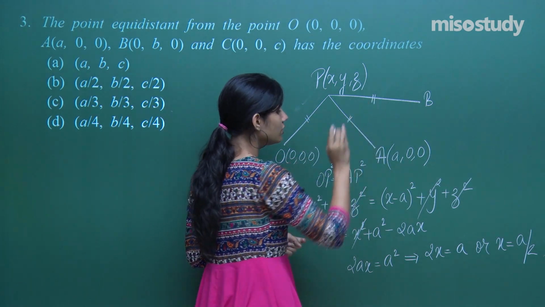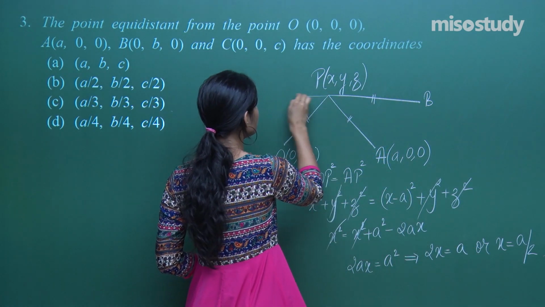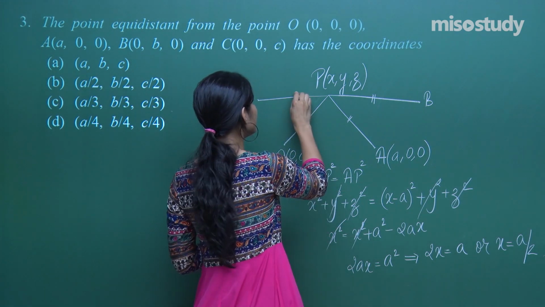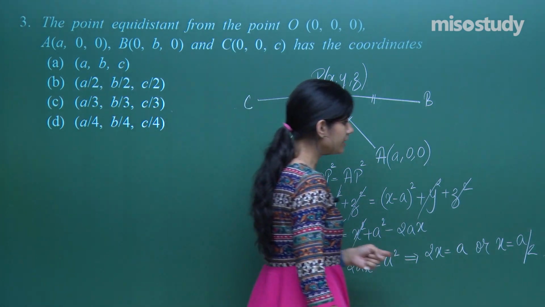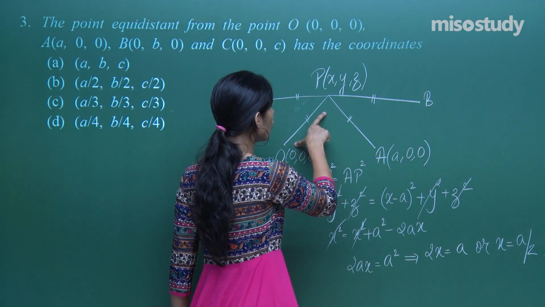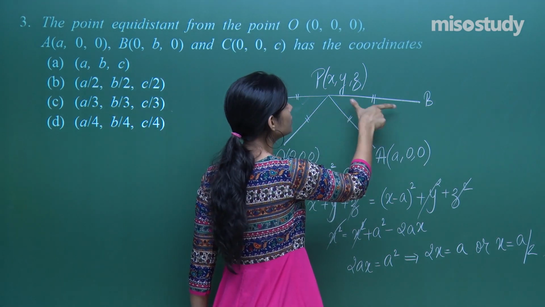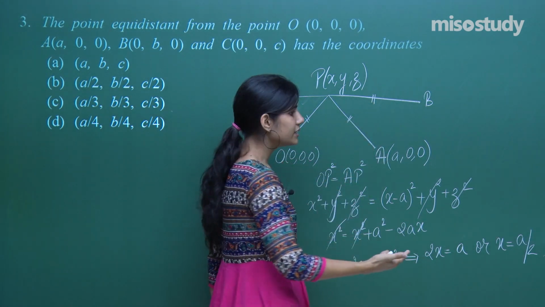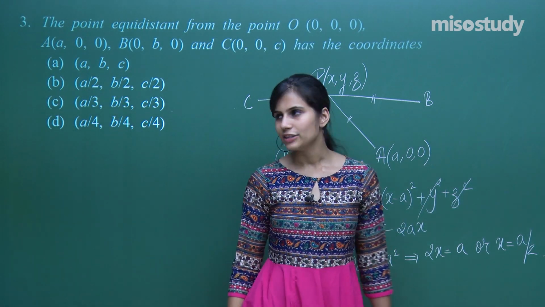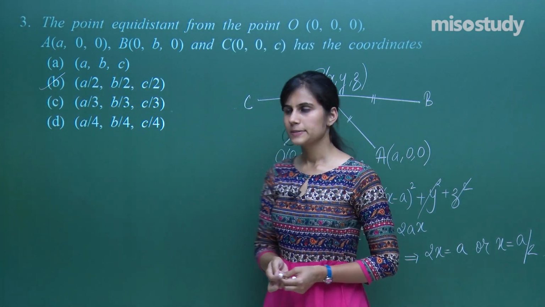This is going to give you that y coordinate is equal to b by 2, and when you use OP is equal to CP, you are going to get z coordinate to be equal to c by 2. Therefore, by these three relations, one is we used OP is equal to AP, that gave us the x coordinate, then OP is equal to BP, that is going to give you the y coordinate as b by 2, and OP is equal to CP is going to give you the z coordinate as c by 2. So you have a by 2, b by 2, c by 2 as the coordinates.